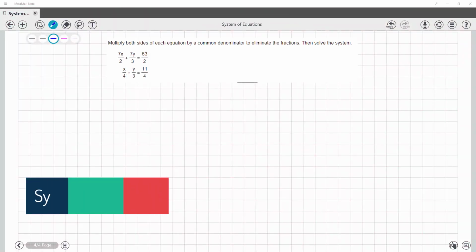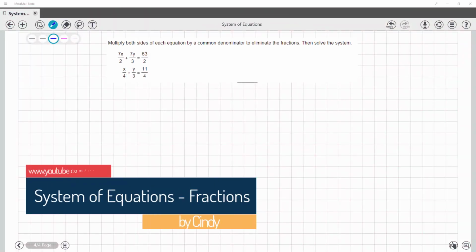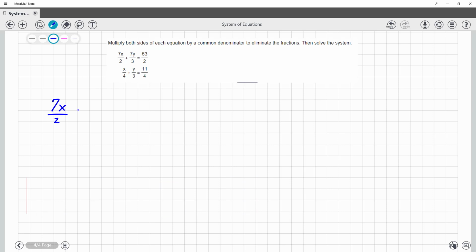All right, fractions are fun, right? I hear you groaning. What's kind of cool, and a lot of students don't realize this, is you can actually get rid of fractions because remember, this is an equation, and if you do the same thing to every single term, you didn't change the equation. So what if I multiplied every single term by 6? That looks like the least common denominator.